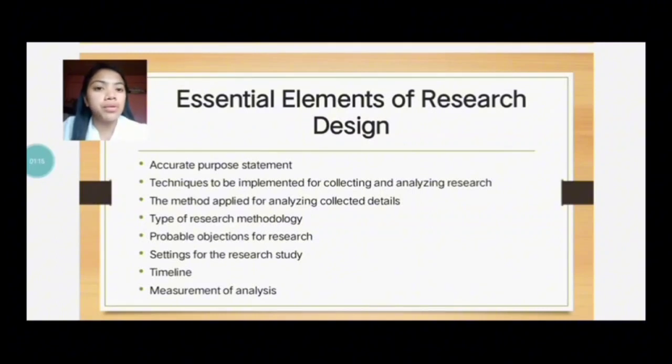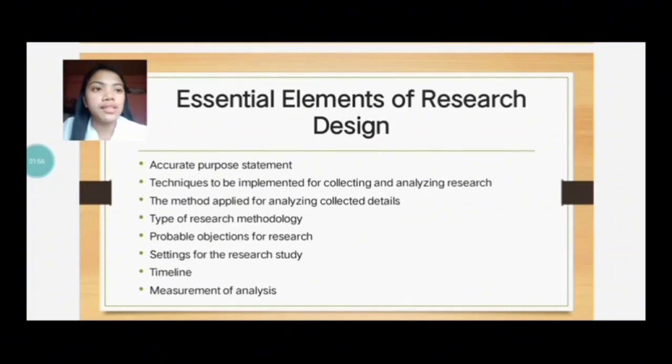Types of research methodology. Research design must identify the overarching research methodology, which could be qualitative, quantitative, mixed methods, or action research, depending on the research questions and goals. Probable objections for research. This element anticipates potential challenges, limitations, and ethical considerations that might arise during the research process. Identifying these objections helps researchers plan for contingencies and maintain the study's integrity.